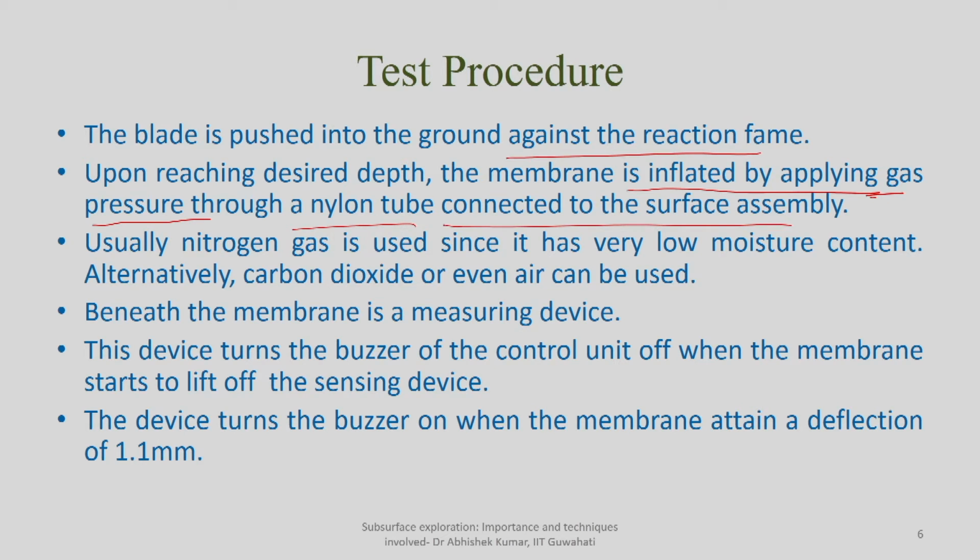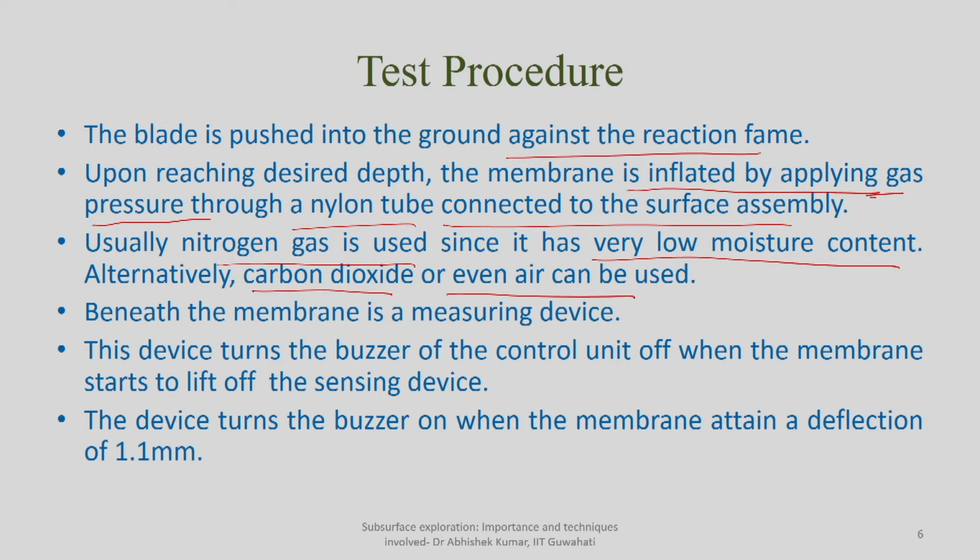This pressure will be controlled from the surface assembly. Through the nylon tube, the applied pressure will be transferred to the dilatometer, and in the dilatometer, on one side you have the membrane, as we will see more in the coming slides. Usually nitrogen gas is used since it has very low moisture content. Alternatively, you can also go for carbon dioxide or air, but depending upon what gas you are using, there will be some pros and cons.